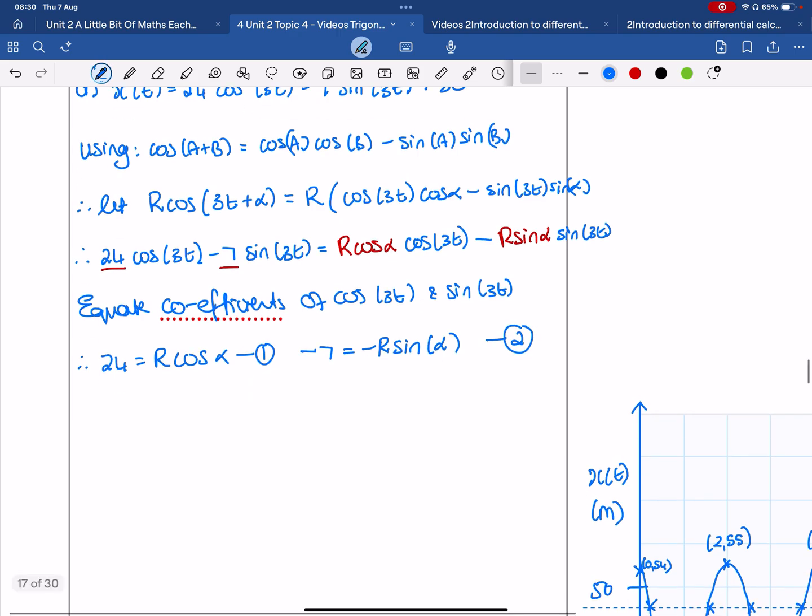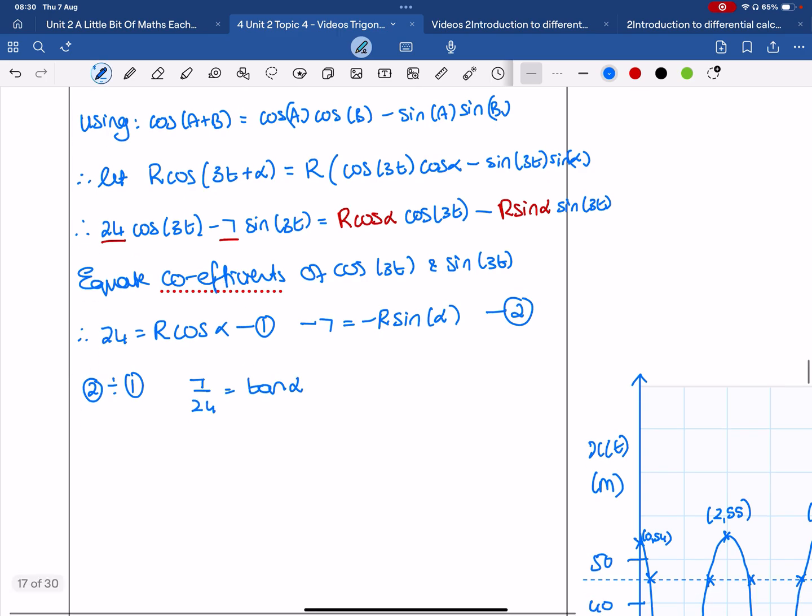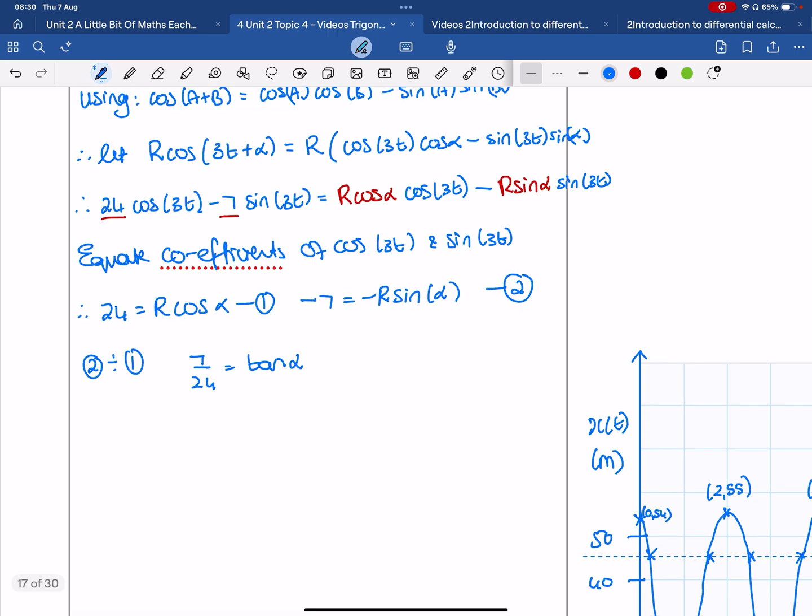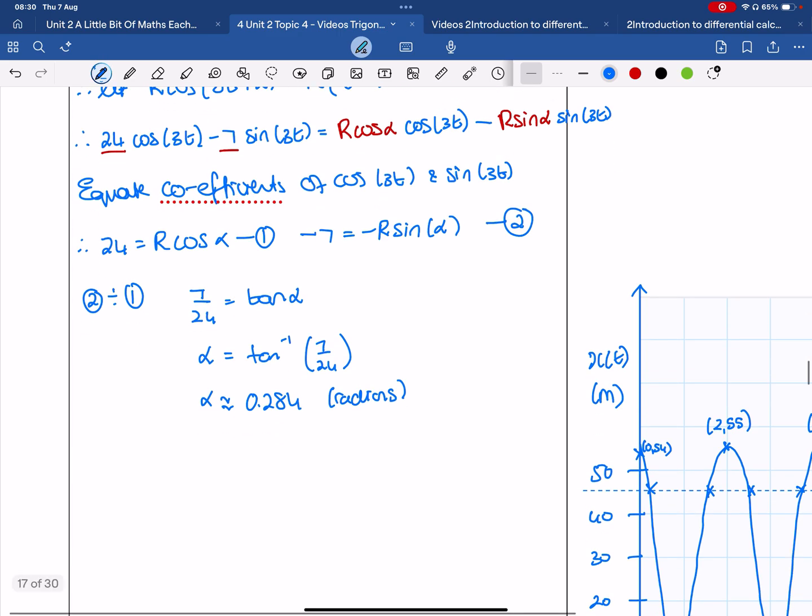And as in our previous example, we're going to divide 2 by 1 so that we get 7 over 24 is equal to tan of alpha. Now that's not going to be an exact value, so we're going to use our calculator, and alpha is inverse tan of 7 over 24, and it's approximately 0.284, and make sure you're using radians.